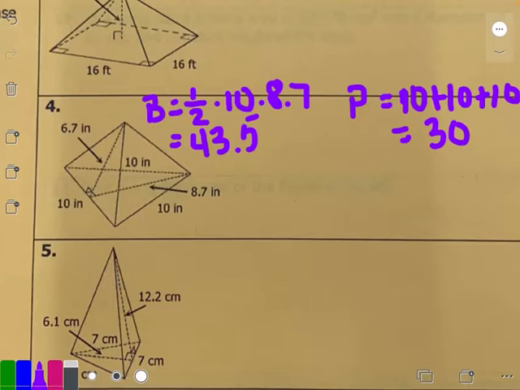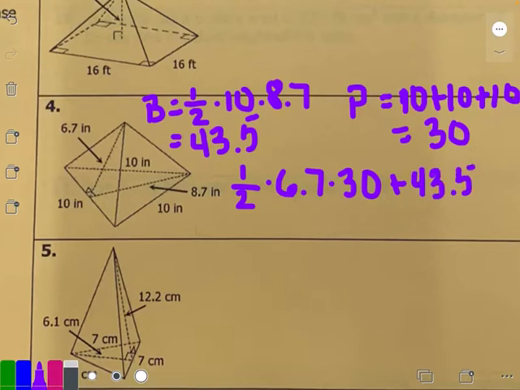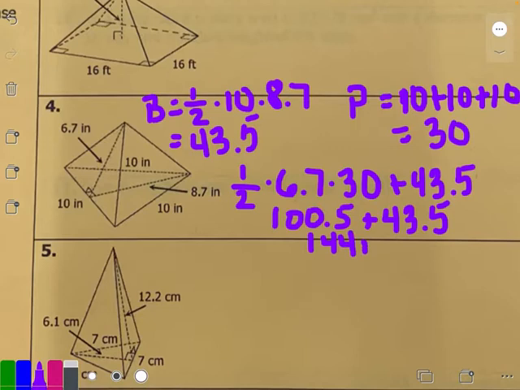And now we're ready to plug in. So the surface area for this shape is going to be 1/2 our slant height, which is 6.7, times our perimeter, which is 30, and we're adding our base area, which is 43.5. 1/2 of 6.7 times 30 is 100.5, plus 43.5. So I should get 844 inches squared.